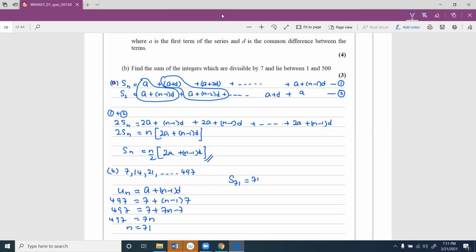So you can write 71 divided by 2, times 2 times a, which is 7, plus (71 minus 1), that is n minus 1, times d, also 7. With this you can get the answer. 2 into 7 is 14, plus 71 minus 1 is 70, into 7 is 490. With that you get the answer 17,892 as the final answer for this.